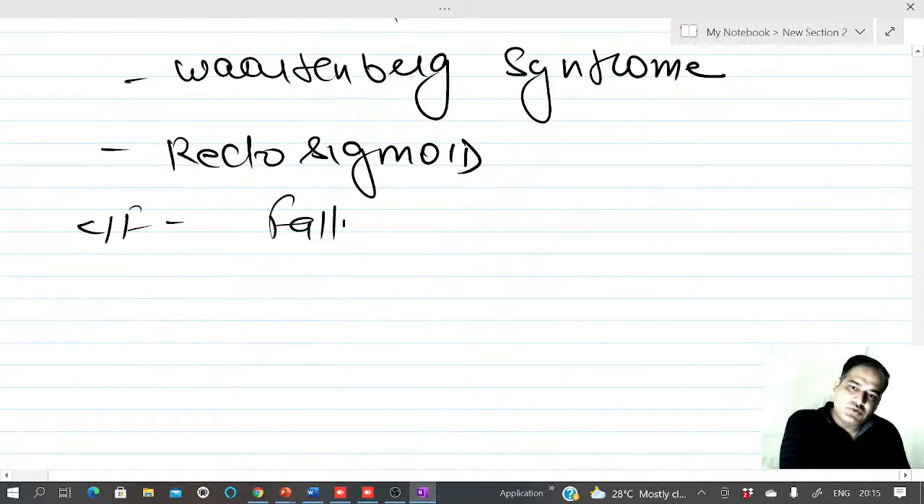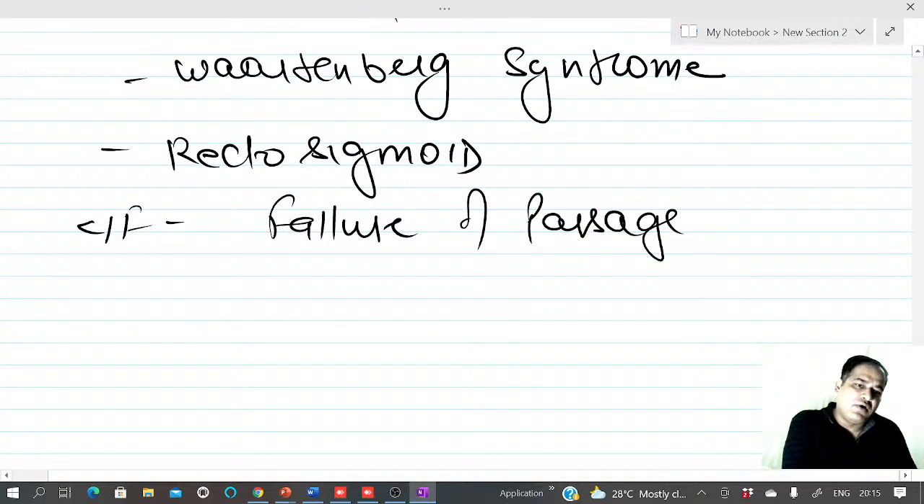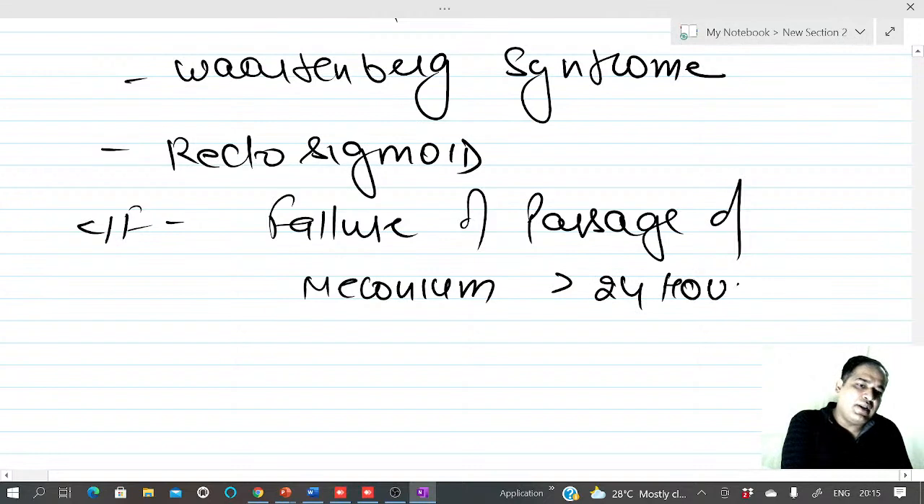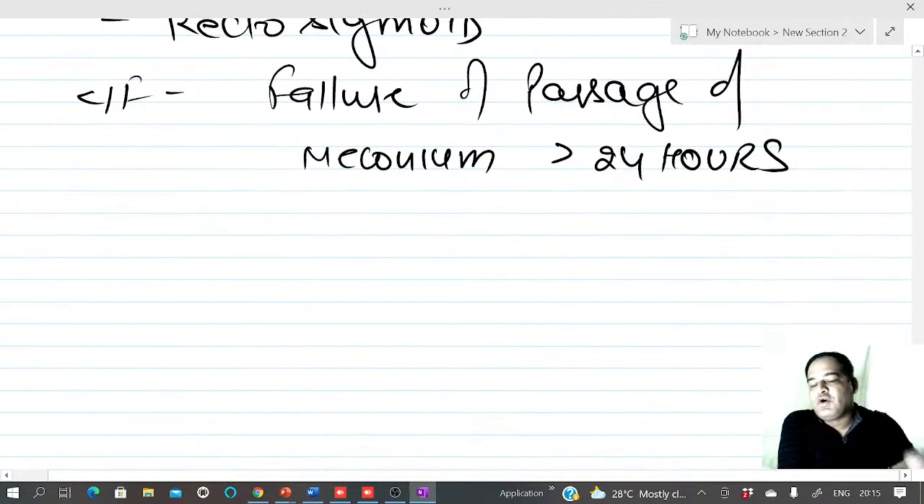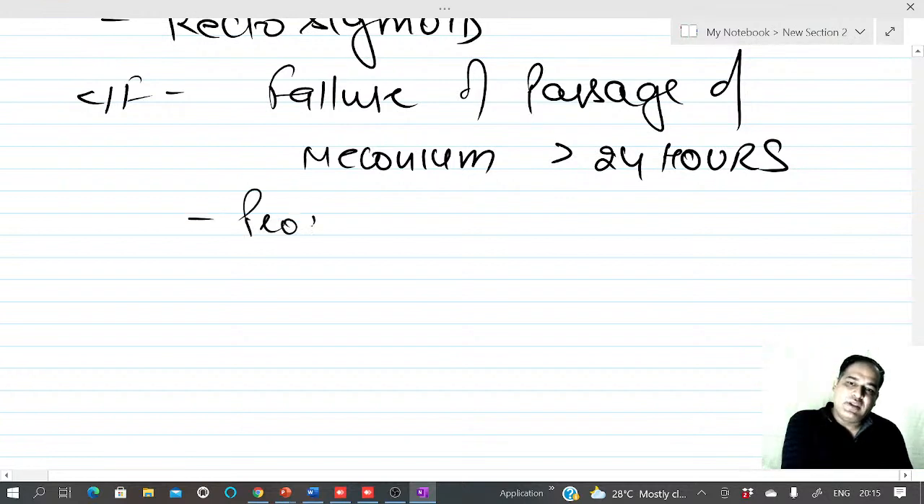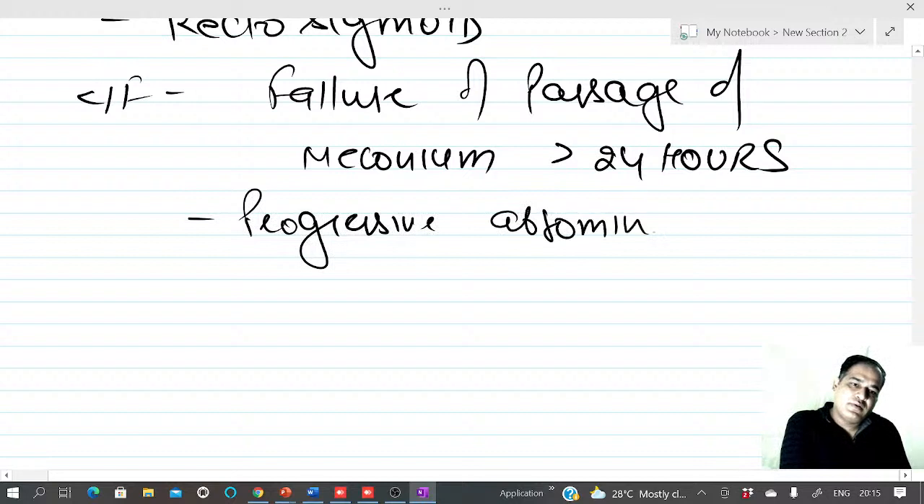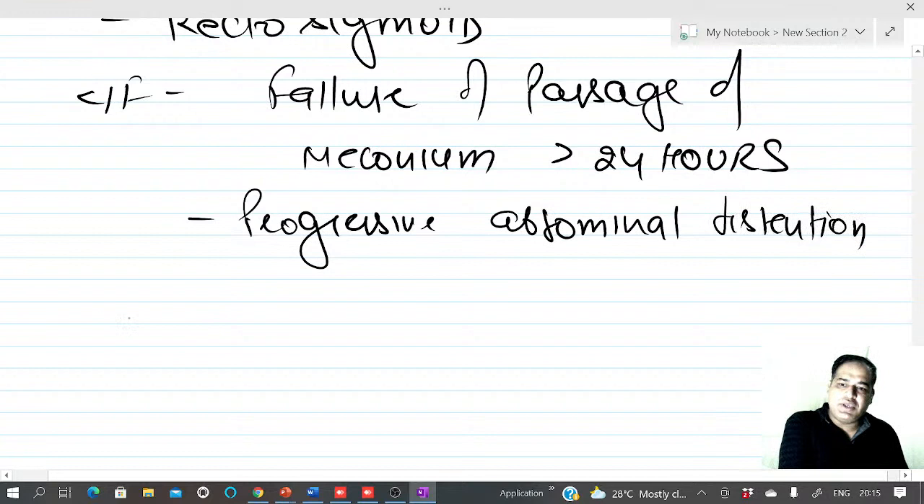Clinical features. So the disease presents within the first 2 months of life. First is failure of passage of meconium beyond 24 hours. Normal children pass it within 24 hours. And then there will be progressive abdominal distension.